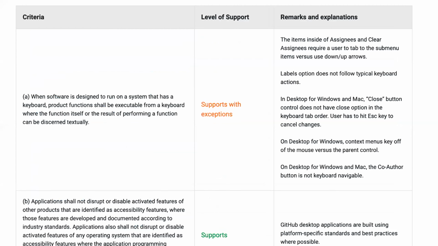So you have this example criteria. The first one says, when software is designed to run on a system that has a keyboard, product functions shall be executable from a keyboard where the function itself or the result of performing a function can be discerned textually. The level of support for that is supports with exceptions. And then you see on the right-hand side where they list where that may not be up to standard.